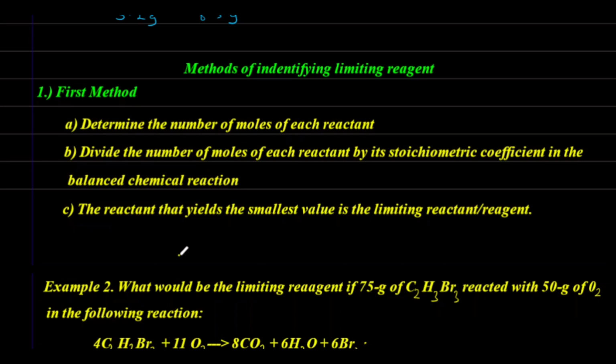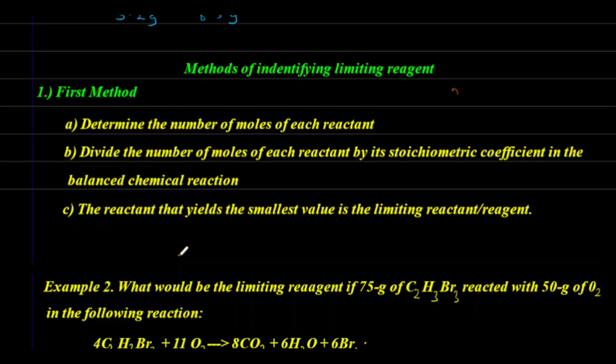The first thing is that we determine the number of moles of each reactant. That is, if the reactants are not expressed in moles, if they are expressed in mass, then we have to convert to moles by using mass over molar mass. But if the reactants are already expressed in moles, then we'll just move to step B, which says to divide the number of moles of each reactant by its stoichiometry coefficient in the balanced chemical reaction.